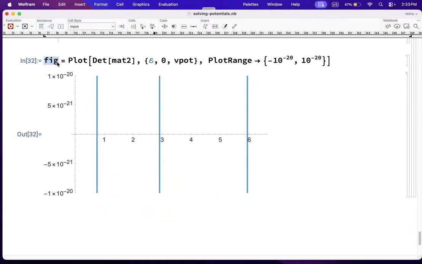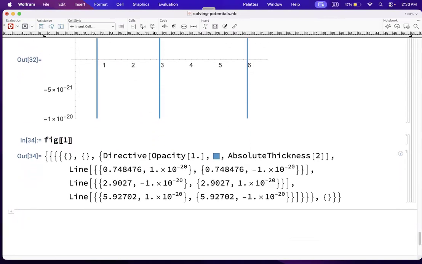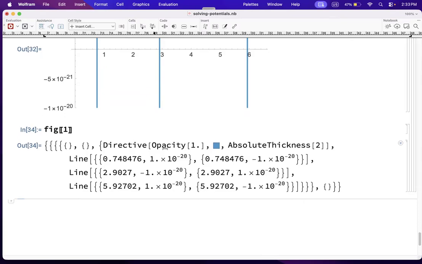So let's explore how Mathematica has the expression figure. If you put it like this, there it is. So basically, the first approximation of the roots, or in this case the energy levels, is this one: 0.74, the first energy level, 2.90 something, the second energy level, and 5.92, the third energy level. You see? So there are three energy levels, and these are approximate values. So I need to extract that information.